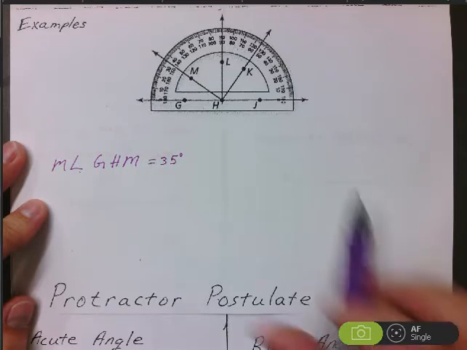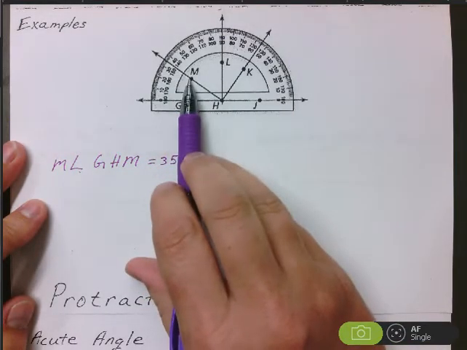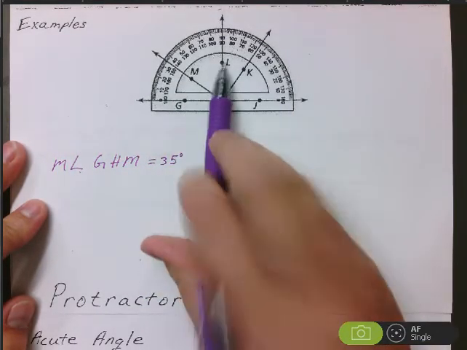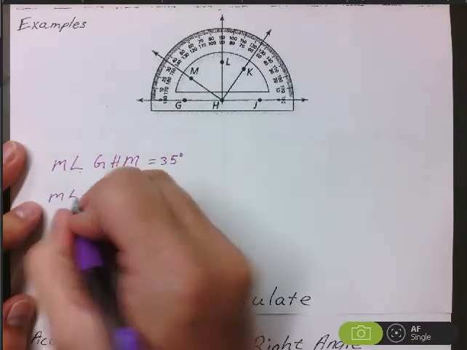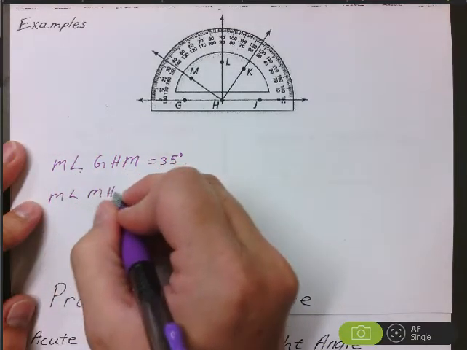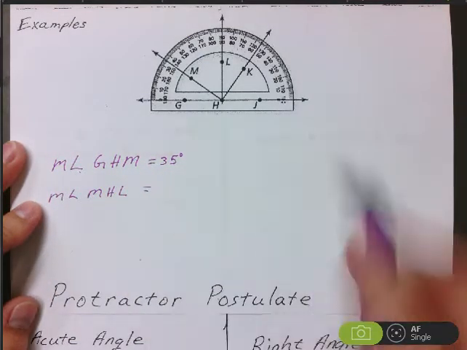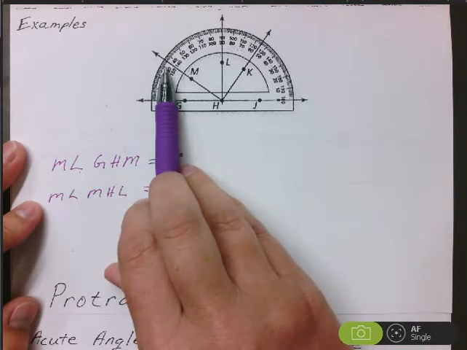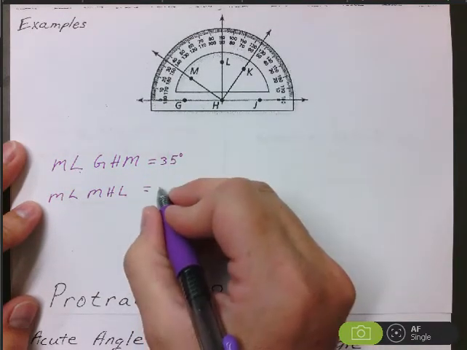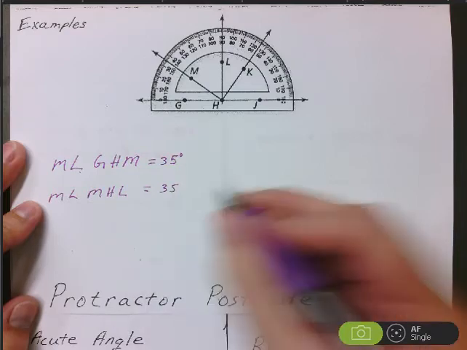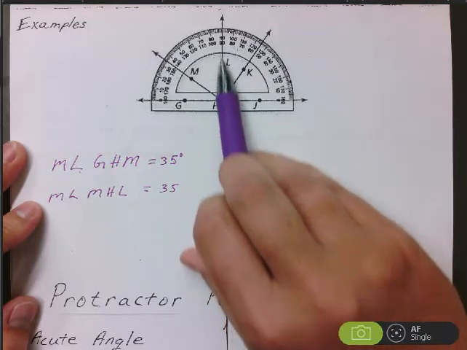Let's do another one here. Let's go MHL. So the measure of angle MHL. Well, if you notice here, M does not start on 0. We said that started on 35. So we're going to take that 35. We're going to find where L hits.